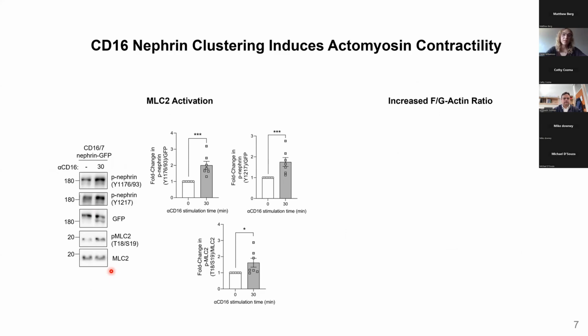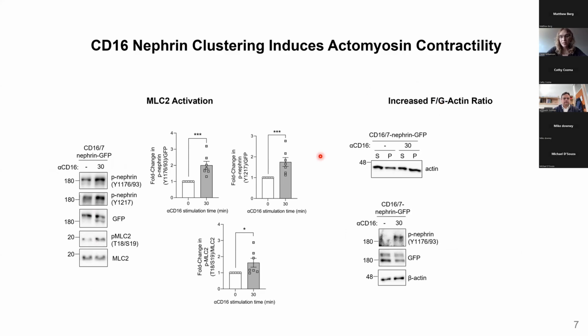We also found an increase in the filamentous over globular actin ratio. This is using an actin sedimentation assay, and with CD16 clustering, we found an increase in the pelleted actin, showing an increase in filamentous actin. And this is the actual clustering and phosphorylation of nephrin for this experiment, and this is quantified over here.